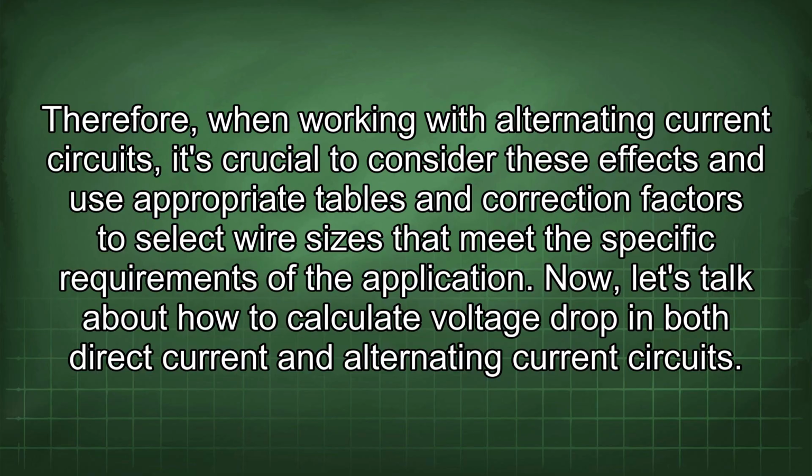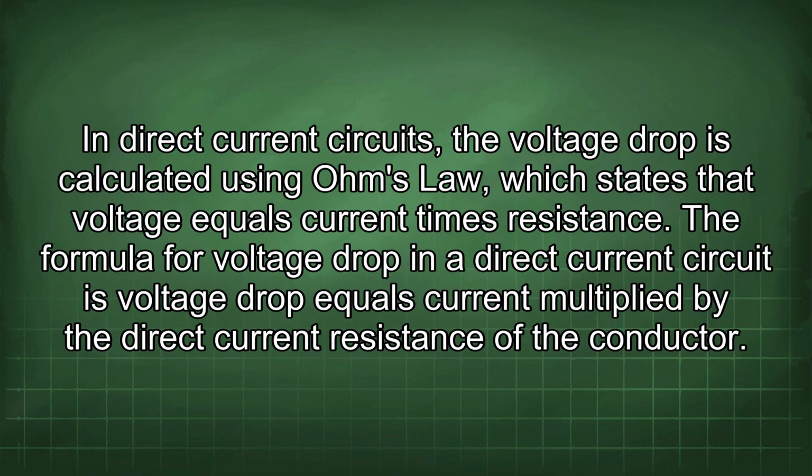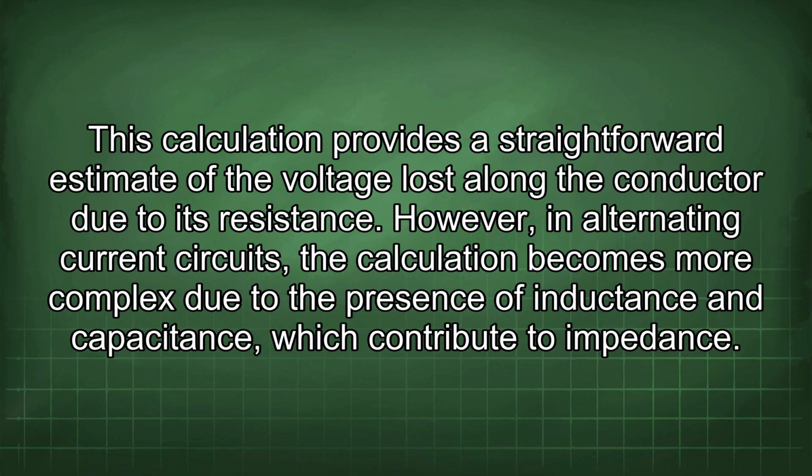Now let's talk about how to calculate voltage drop in both direct current and alternating current circuits. In direct current circuits, the voltage drop is calculated using Ohm's law, which states that voltage equals current times resistance. The formula for voltage drop in a direct current circuit is voltage drop equals current multiplied by the direct current resistance of the conductor.